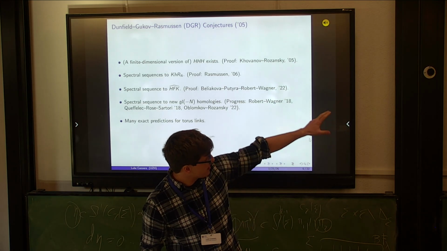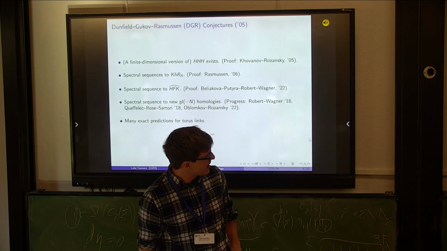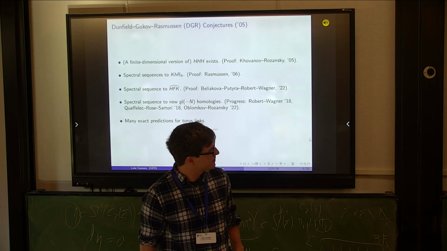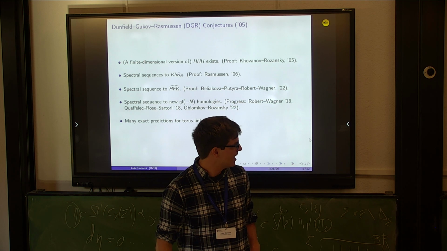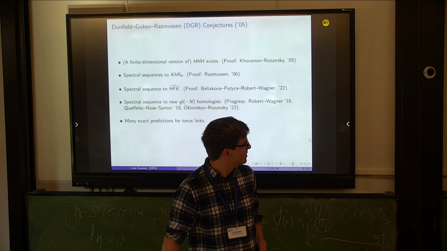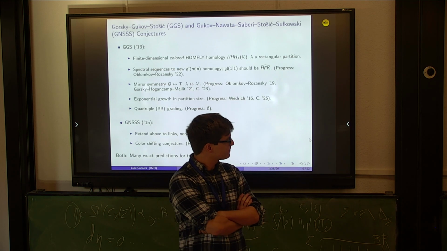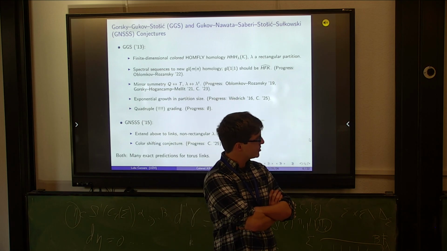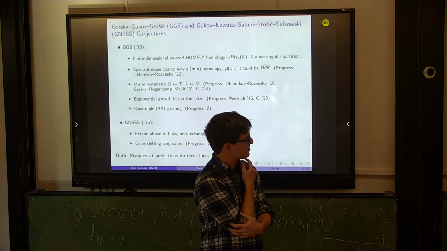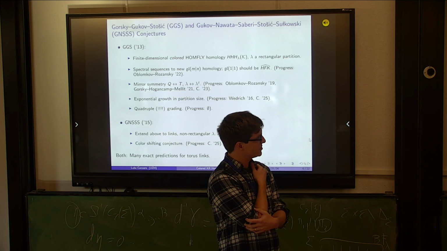So these conjectures are rather well known, but there's another package of conjectures from about 12, 13 years ago, which I think is not as well known as it should be. So I want to outline these conjectures for you now. These are due to Gorsky, Gukov, and Stošić, and also another follow-up paper by Gukov, Nawata, Saberi, Stošić, and Sułkowski.